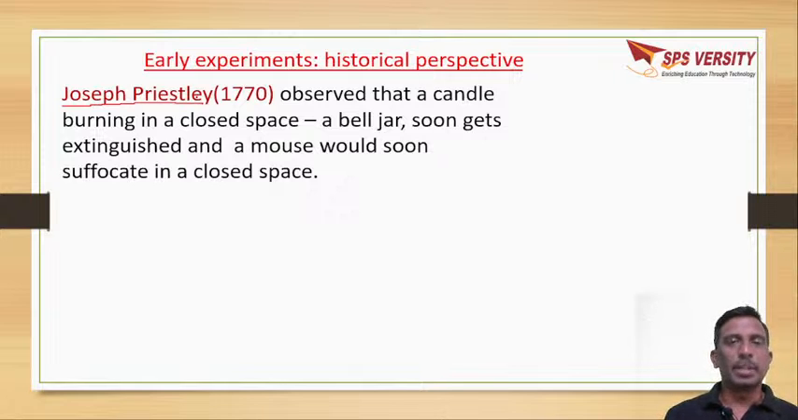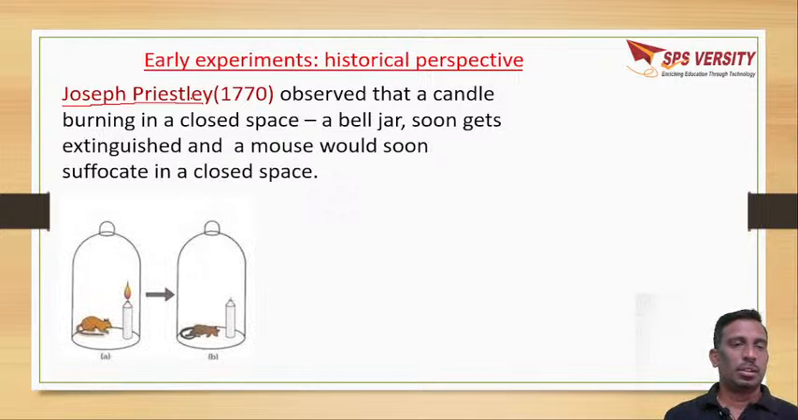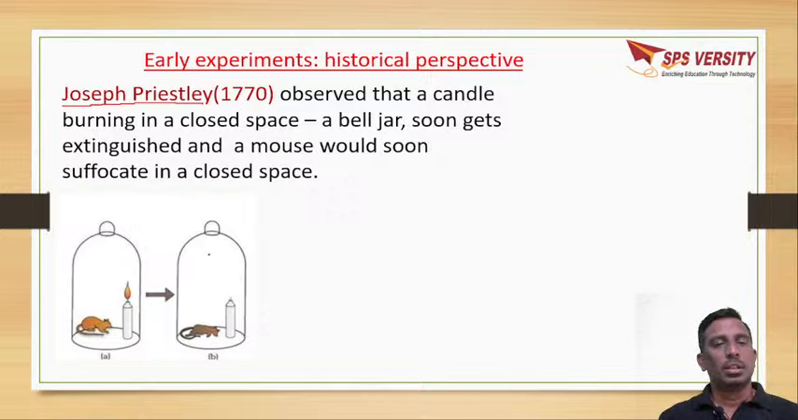He did an experiment by taking a bell jar. Inside the bell jar he kept one candle and one mouse. After some time, the mouse died and the candle turned off. The reason is that whatever oxygen was present in the jar was used up by these two.